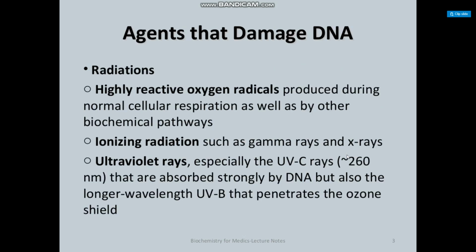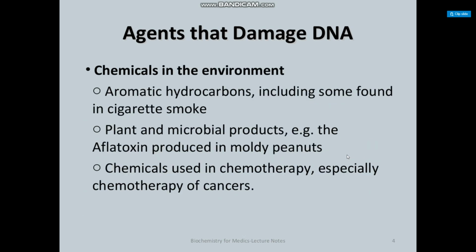Agents that damage DNA. The first one is radiation. Highly reactive oxygen radicals are produced during normal cellular respiration as well as by other biochemical pathways. The second one is ionizing radiation, such as gamma rays and X-rays, and UV rays, especially the UV rays of 260 nanometer wavelength that are absorbed strongly by DNA, but also the longer wavelength UVB that penetrates the ozone layer.